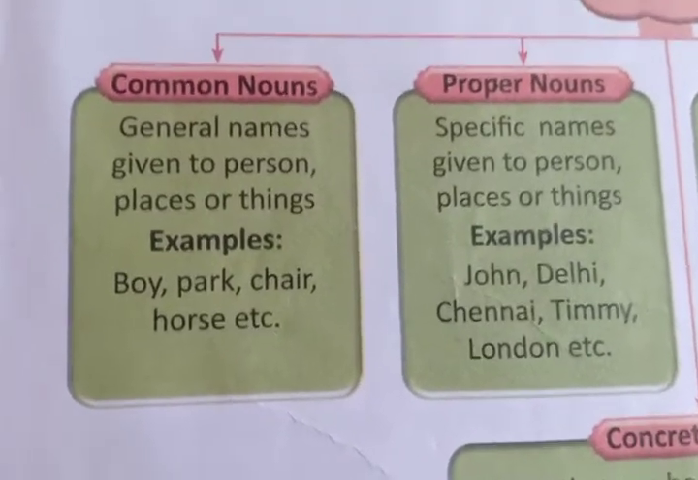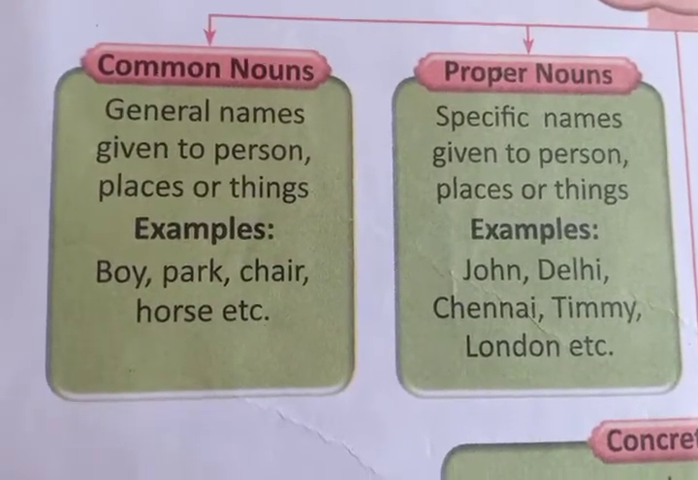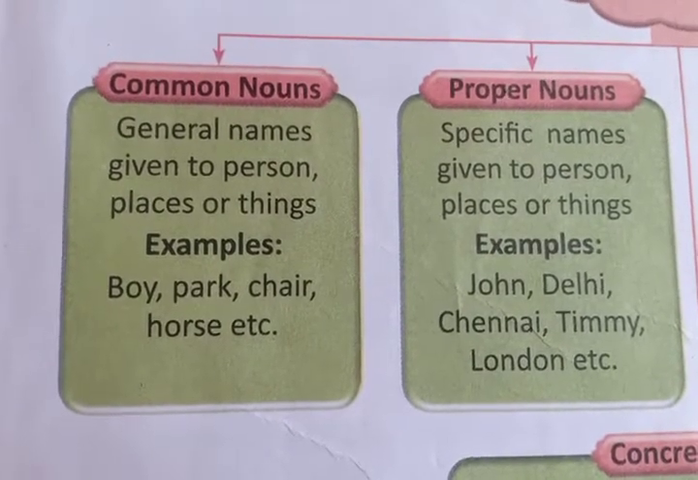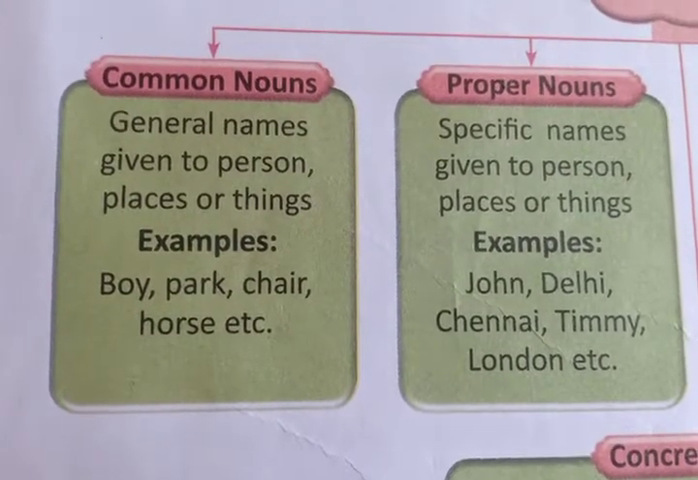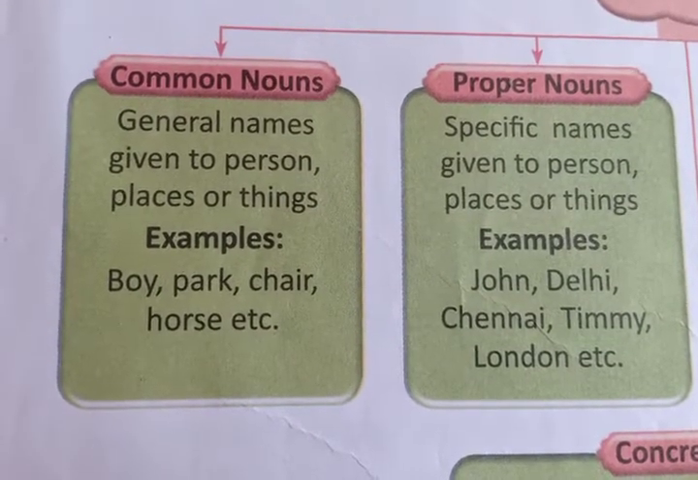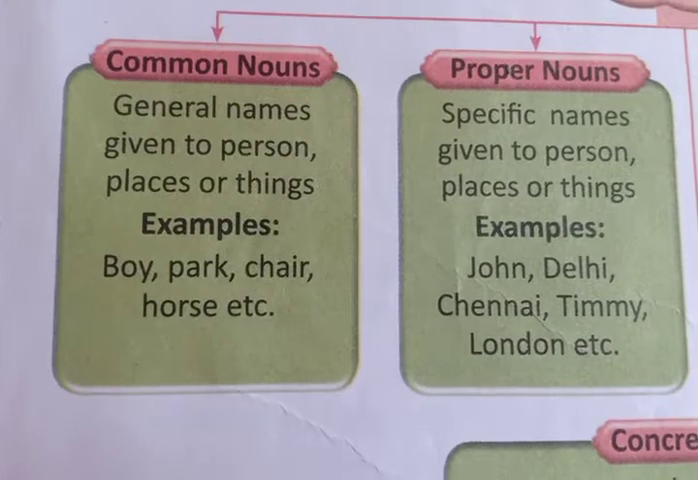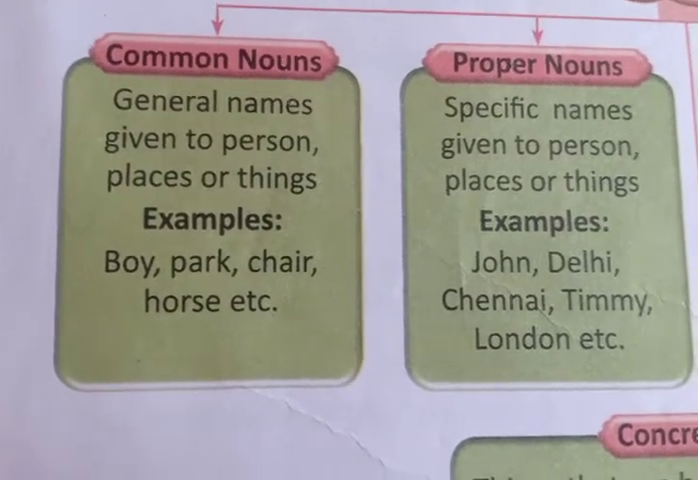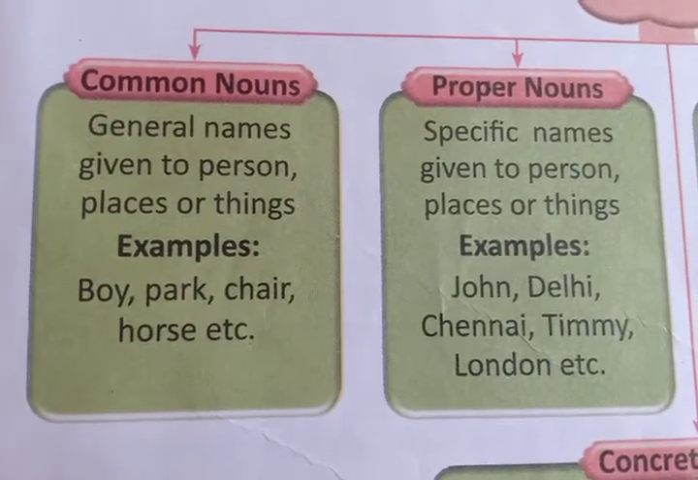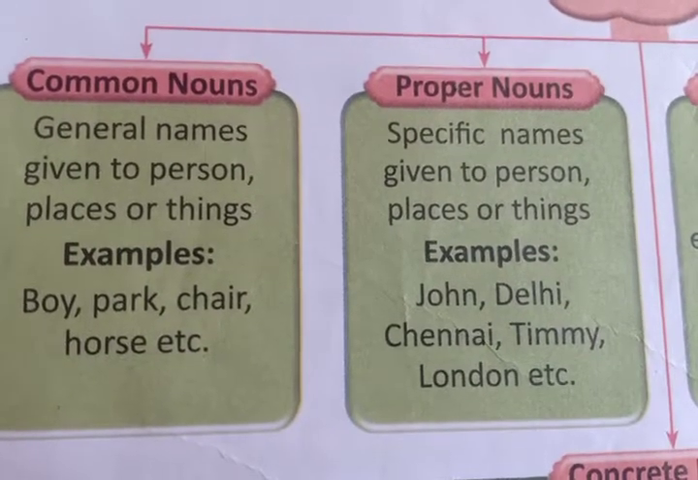As you see, in this chapter, the different kinds of nouns have been explained in a brief manner, but that can be understood properly. First, you see common nouns. This refers to general names given to person, places or things. Examples: boy, park, chair, horse, etc. My dear students, if you say boy, that means it refers to any boy. Park refers to any park, no specific park. Chair is common, that means it refers to any chair, any kind of chair.